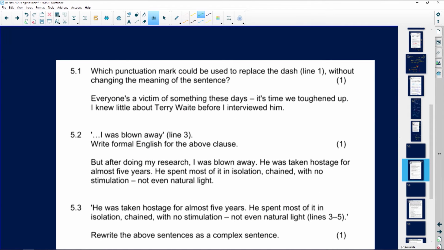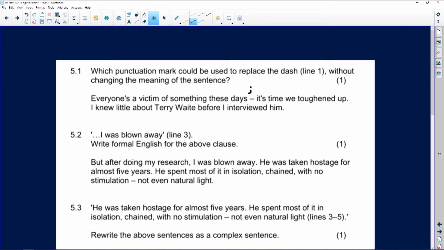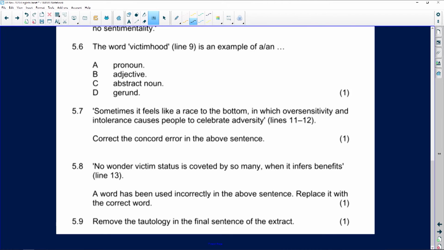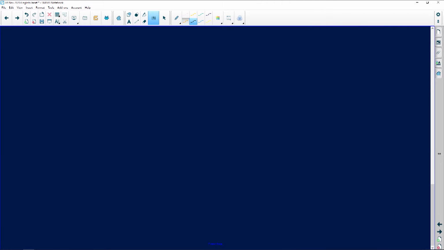Okay, moving on. Which punctuation mark could be used to replace the dash? Everyone's a victim of something these days. It's time we toughened up. I would suggest here the semicolon. So if we just go down, can we talk about the semicolon for a second? The semicolon replaces the full stop.